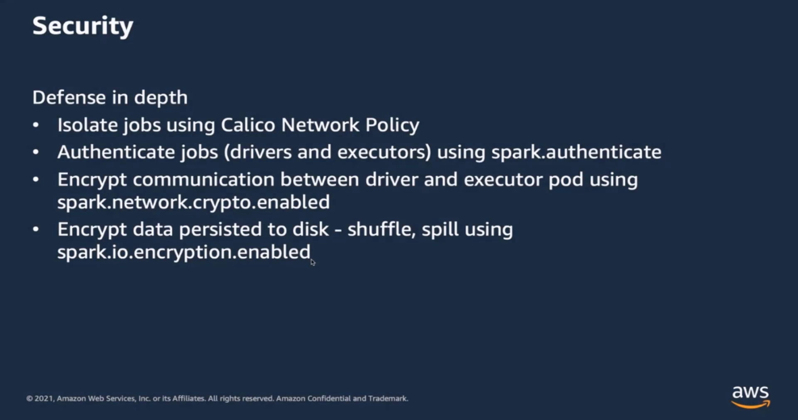A single EKS worker node can have pods from multiple jobs co-located, so you want to make sure the data that is spilled by one pod is not exposed to other pods. You can use the spark.io.encryption.enabled configuration so that the driver and executor pods use a secret to encrypt the data before it persists to disk. That secret is created dynamically once per application, so once the pod dies, the secret is no longer available.